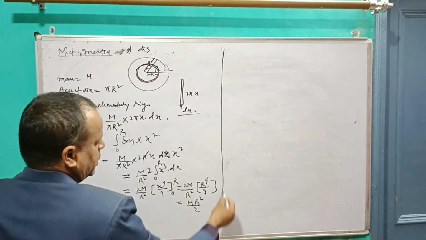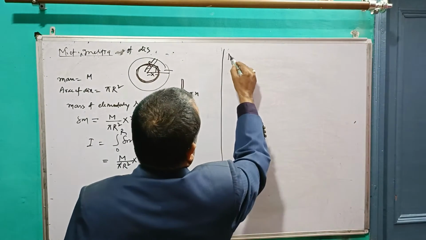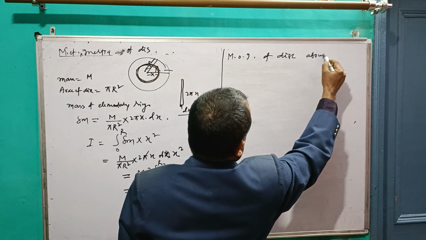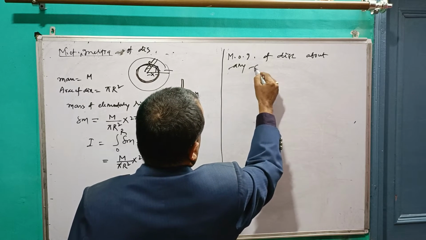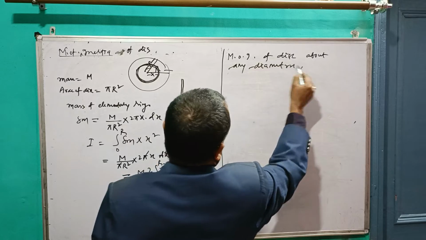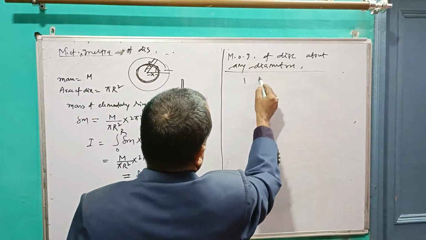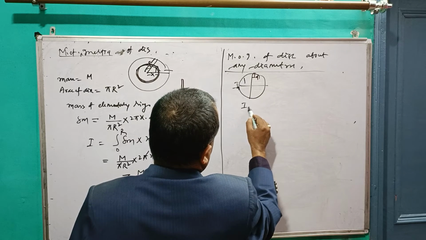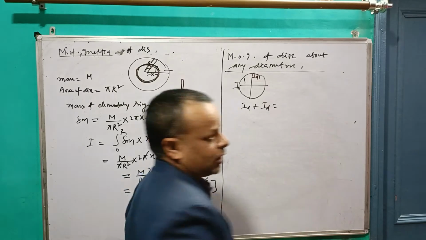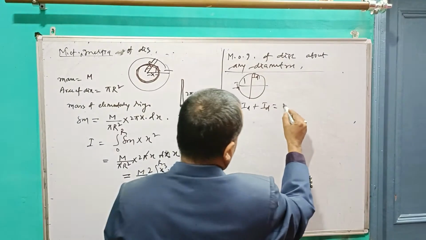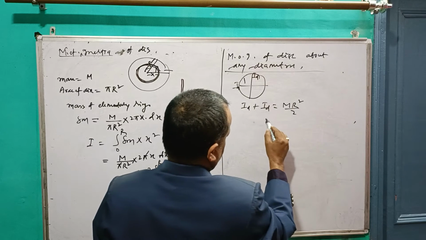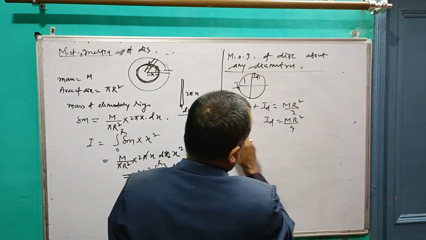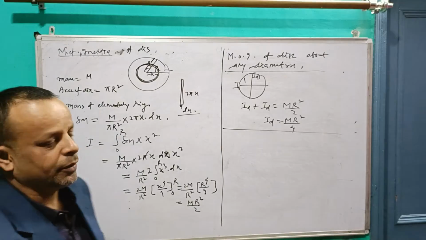Now we'll go for a few cases related to it, that is the moment of inertia of disc about any diameter. Again we'll apply the perpendicular axis theorem. Let us suppose this is the y-axis, this is the x-axis, then Id plus Id gives the moment of inertia along the z-axis, that is m r square by 2. So 2Id equals m r square by 2, or Id is m r square divided by 4. This is the moment of inertia of disc about any diameter.